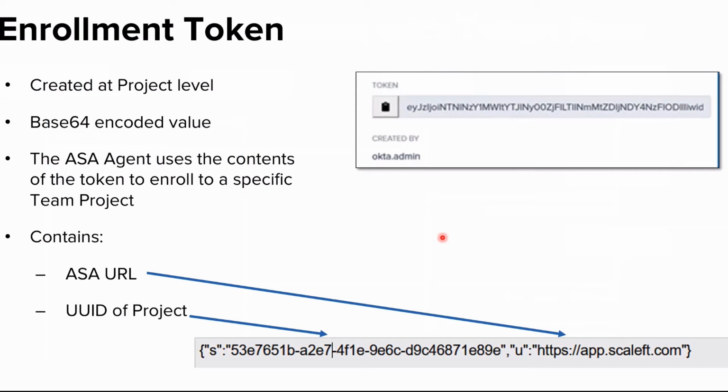The enrollment token is created at the project level, so you can reuse an enrollment token for multiple servers if you like. It contains the URL to your ASA tenant, to your team, and then it has the ID of the project. So that's what the agent's reading from there. That's how it knows where to enroll the server.